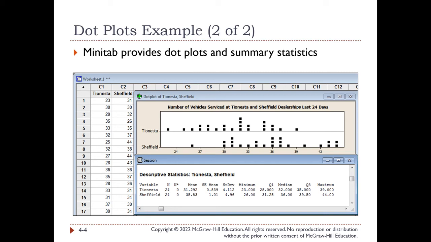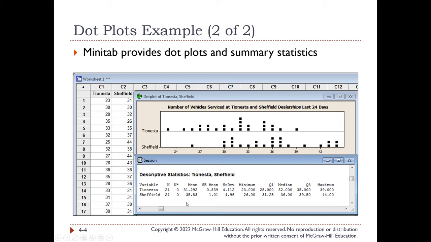The plots from the 2 dealerships owned by Applewood Auto Group show the difference in location and dispersion of the observations. We can clearly see that the number of vehicles serviced at the Sheffield dealership is more widely dispersed. As you can see, we got some below. There's a wider gap. That's what they're talking about. It has a larger mean than at the Tionista dealership.